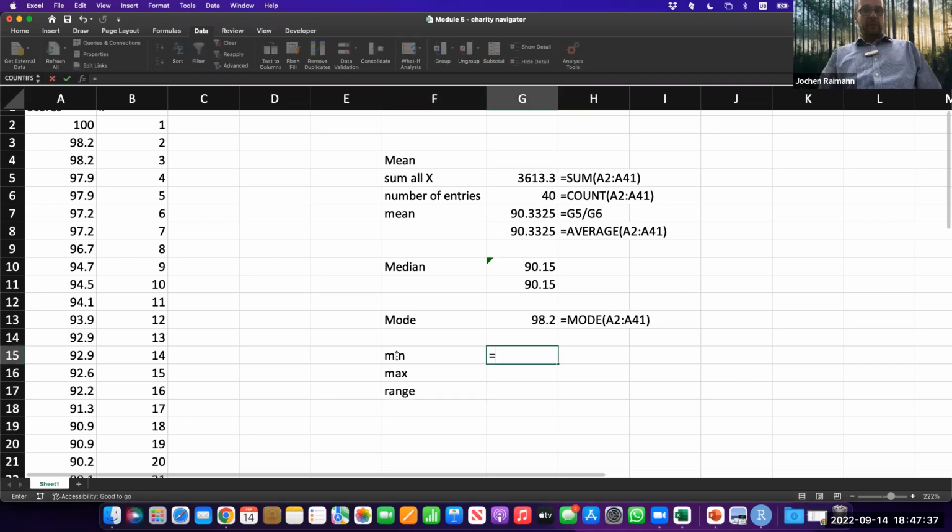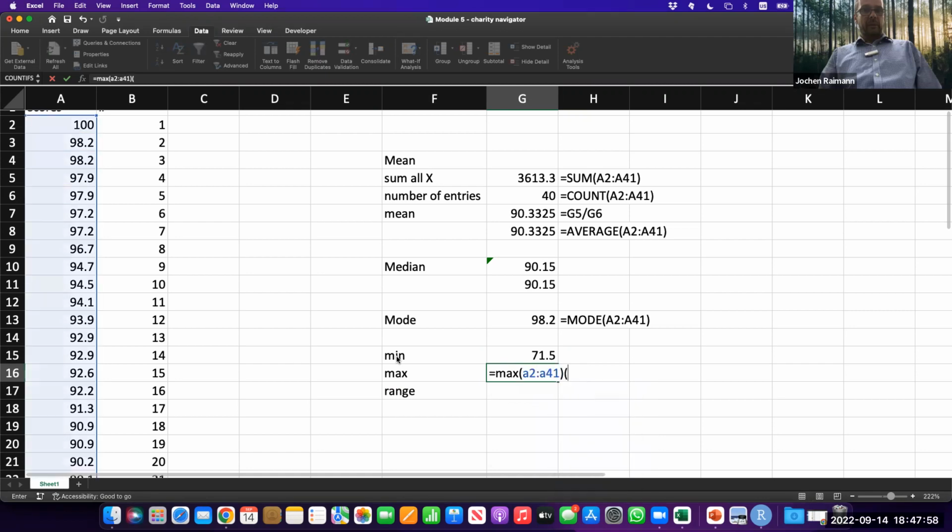There's a function for that. With the minimal value, you have MIN, A2 to A41, which gives you a minimal entry, which is 71.5. If you want to know the maximal value, you do MAX, A2 to A41.